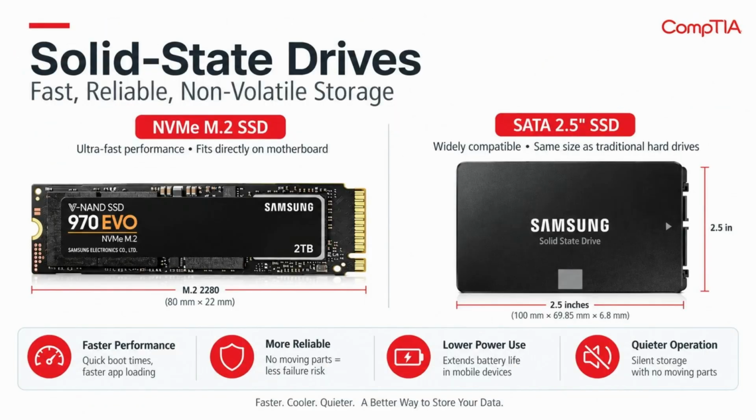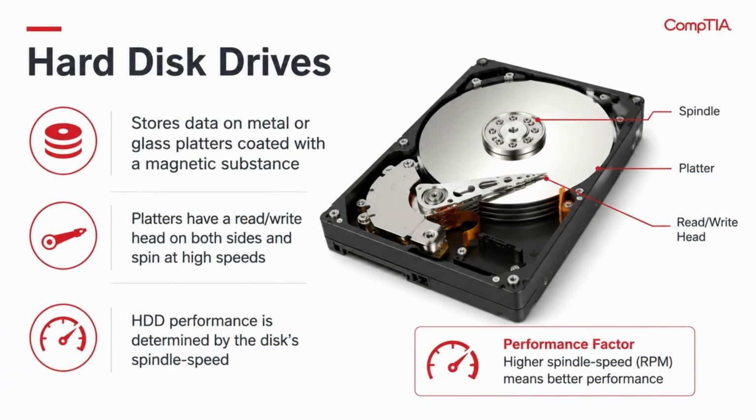This video shows the difference between high-performance NVMe M.2 SSDs and standard SATA 2.5-inch drives. Both are cooler, quieter, and more efficient than traditional mechanical drives. Hard disk drives store data on magnetic platters. Performance is largely dictated by the drive's spindle speed, measured in revolutions per minute.